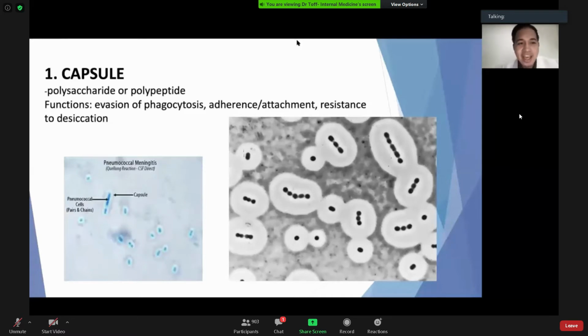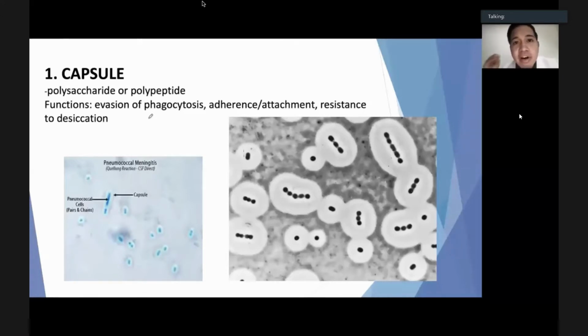Is that clear? Okay. So capsules, majority of them are made up of polysaccharide units. Majority, not all. So, Doc, totoo po? Ibig sabihin may mga bacteria na hindi po polysaccharide or hindi po carbohydrate ang capsule nila? Yes. Okay? There are few exceptions. Like your Bacillus anthracis. Bacillus anthracis, the causative agent of anthrax, has a capsule.